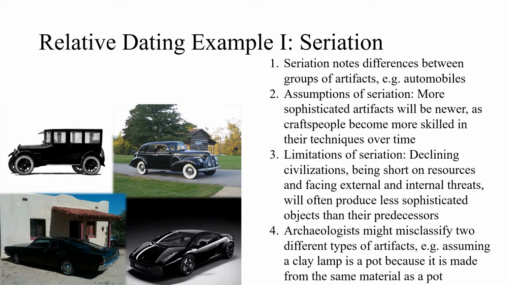One of the most important forms of relative dating that archaeologists use is called seriation. Seriation notes differences between groups of artifacts, for example, automobiles. Seriation has some core assumptions, namely that more sophisticated artifacts will be newer as craftspeople become more skilled in their techniques over time.